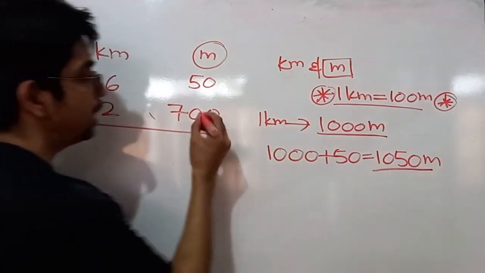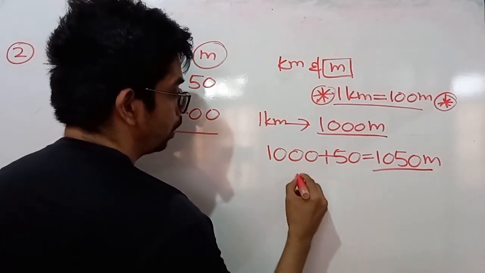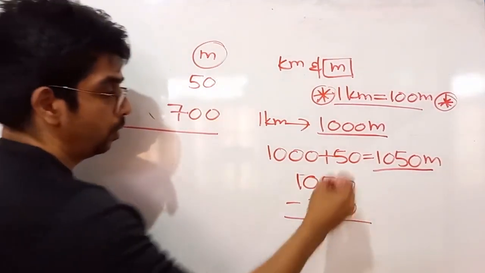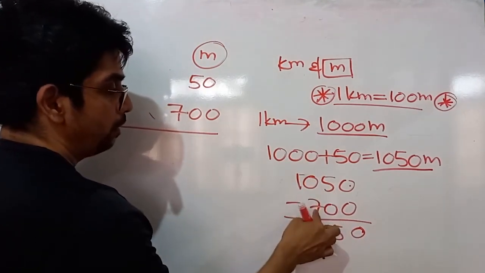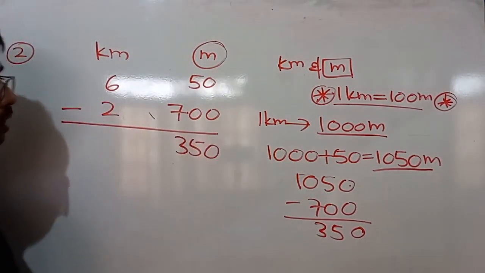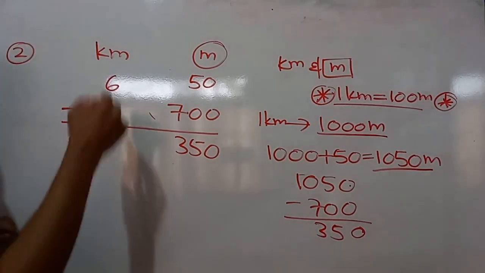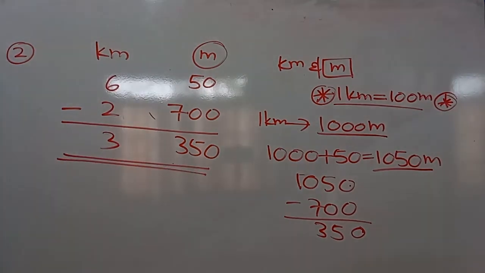Now we can subtract 700 from this. 1050 minus 700. 0 minus 0 we get a 0. 5 minus 0 we get a 5. 0 minus 7 we can't do. 10 minus 7 we know that is 3, so 350. Now before there were 6, now there are 5 kilometers. 5 minus 2 we know that's a 3. So the answer is 3 kilometers and 350 meters.